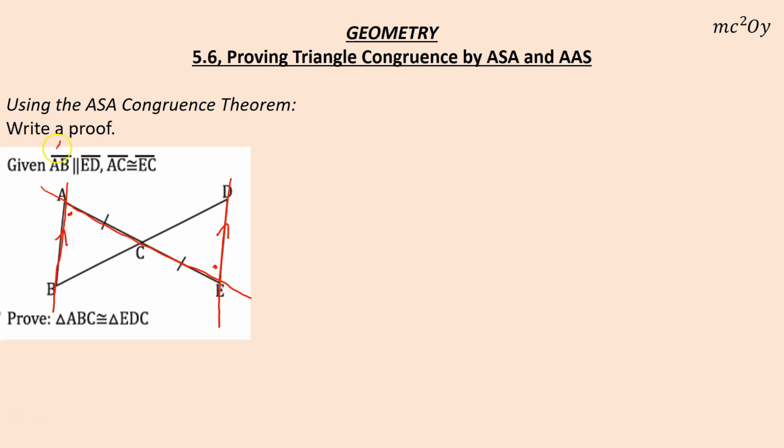This will give me an angle. We're already given a side. So really we need one more angle. Angle, side, and the connected angle would be right here. Well, those two angles are congruent by vertical angles. All vertical angles are congruent. Okay, so I've got kind of a plan there.